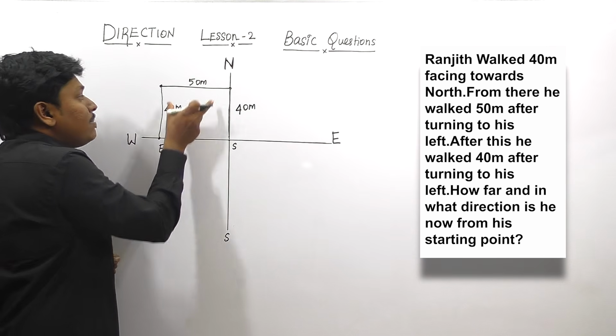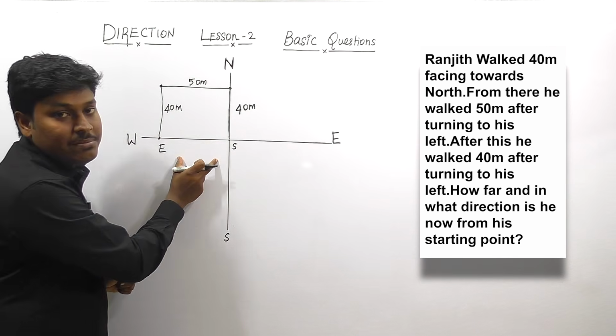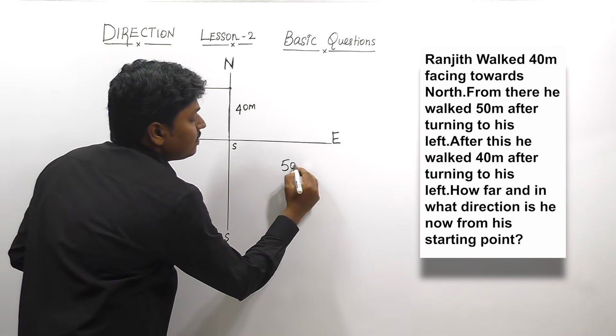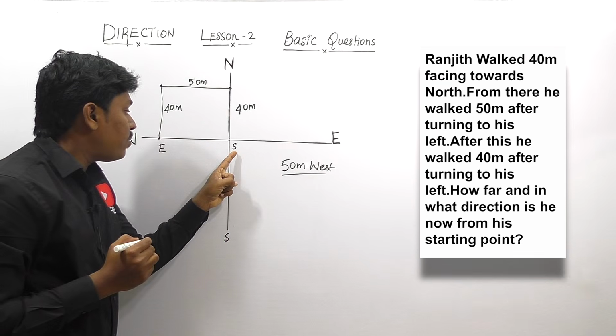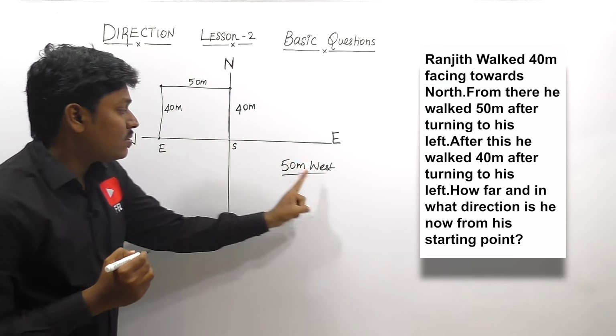So this distance will be equal to this distance. So it will be 50 meters. So I can say that the answer will be 50 meter west. So friends, got the point, friends. From the starting point, E is in the west direction. So the answer is west.